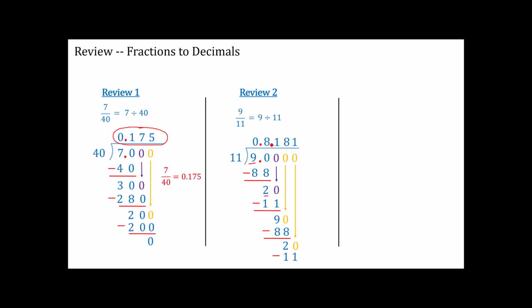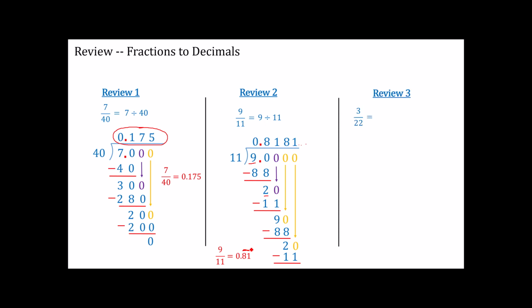Notice, in this problem, the 8-1 pattern continues on and on and on indefinitely. I'm always going to end up with 90 minus 88, remainder 2, 20 minus 11, remainder 9, 90 minus 88, remainder 2. It's going to keep doing that forever and ever. And so what we do is we shortcut this and we say 9/11 is the same as 0.81 repeating. Notice that both the 8 and the 1 repeat, therefore my repeating bar should be over top of both of them.